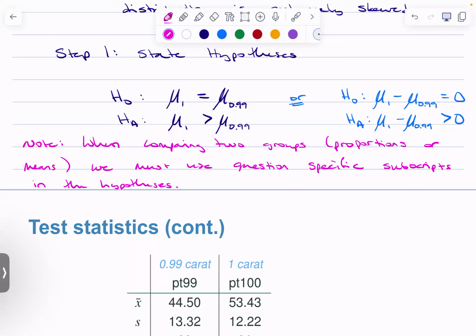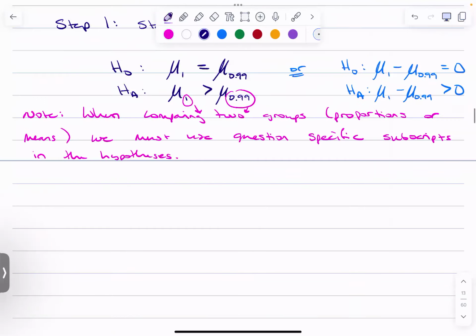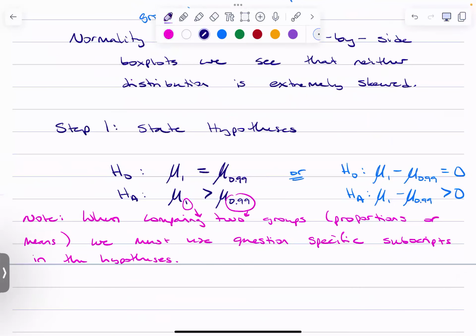And so here, this is what I'm talking about: mu1, mu 0.99. Okay. Good. Got our hypotheses. We've got a one-sided test, because I'm only concerned about one extreme. So I'll say down here, this is a one-sided test. We don't need that until we find the p-value, but we will need it.